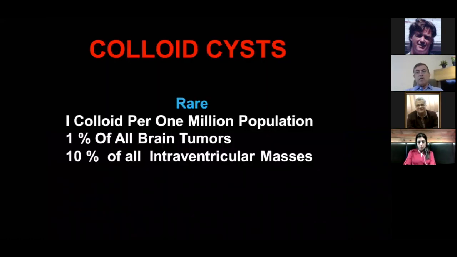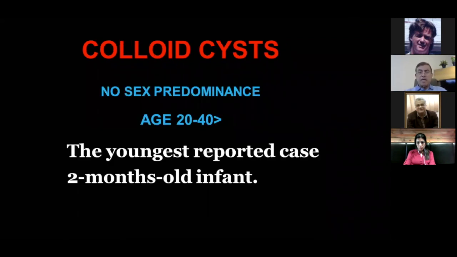So in general, colloid cysts are rare. This is 1 colloid cyst per 1 million population, and they constitute 1% of all brain tumors. But look at this: they constitute 10% of all intraventricular masses. That's why we have to know about them, because if you practice neurosurgery, you'll see lots of intraventricular lesions, and you have to think about it. There's no sex predominance here. Age is 20 to 40 or more. The youngest reported in the literature is a 2-month-old infant.